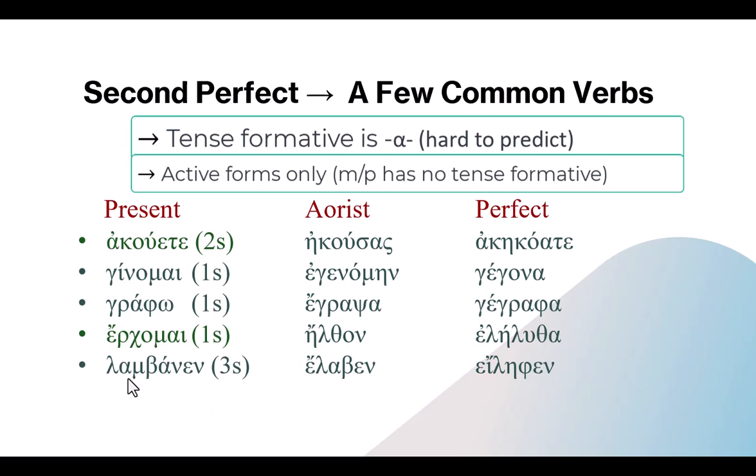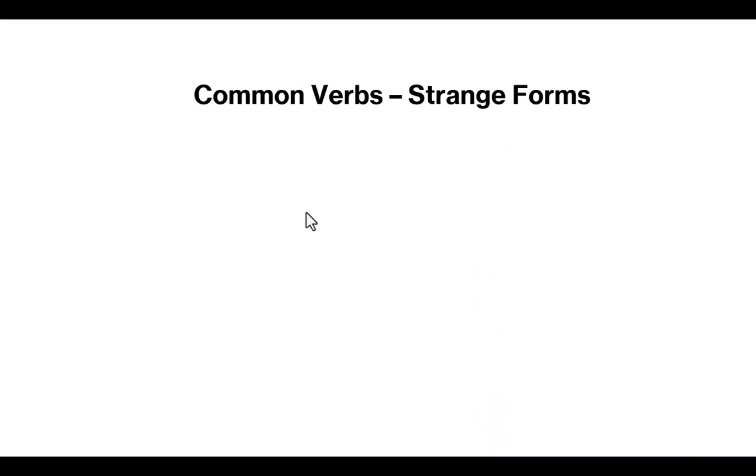Finally, we've seen lambano quite a bit in terms of second aorist. So here's a third singular form, lambanei. The elaben is what we'd expect for that second aorist where we have a different stem. But over in the perfect, we have eilephen. So just an unexpected form here. Technically second perfect, but it's worth just knowing what it looks like because it's hard to predict that this is second perfect.